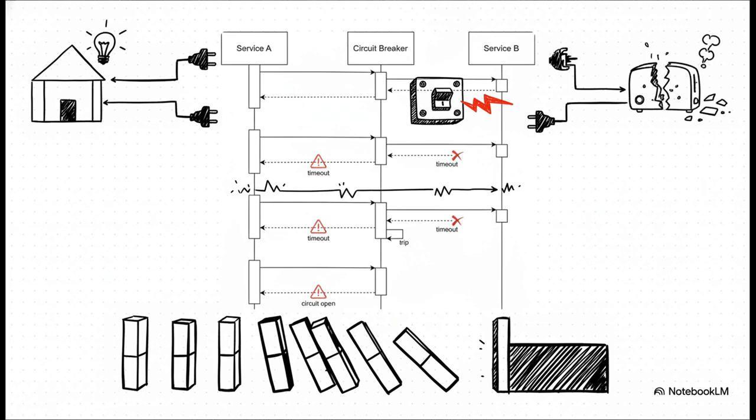Instead, after a certain threshold of failures, our software circuit breaker trips open. Any subsequent calls from service A just fail immediately. It doesn't even bother trying to reach service B. This stops a massive, catastrophic domino effect of cascading system failures.